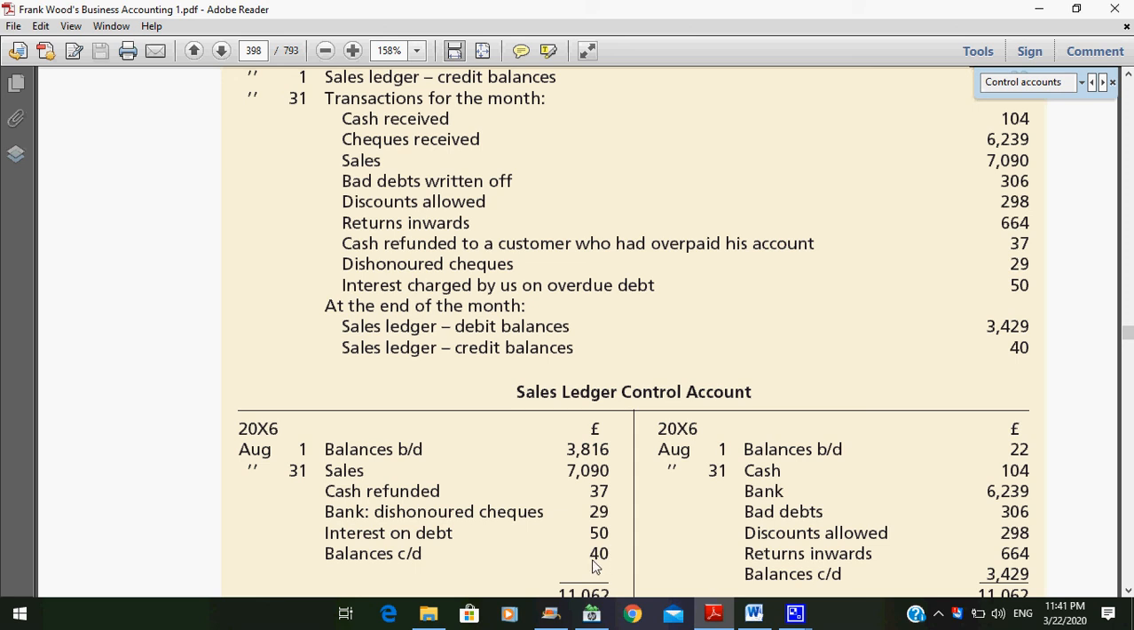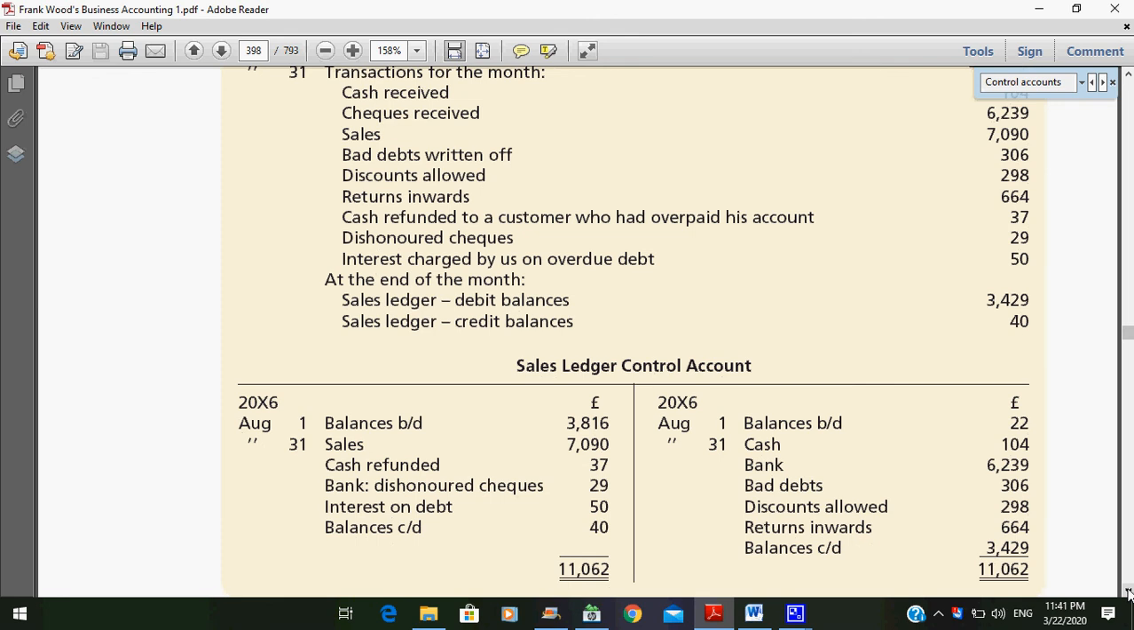The reason for this is that the $40 was really originally saying that the credit side is more than the debit side by $40. You will understand that the $40 is really a credit balance, meaning that the credit side is bigger than the debit side.